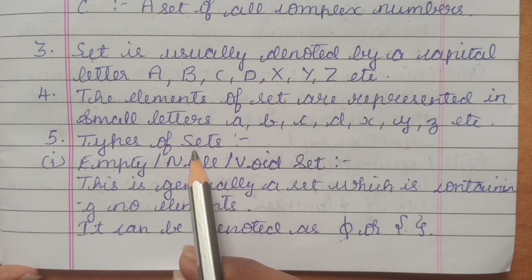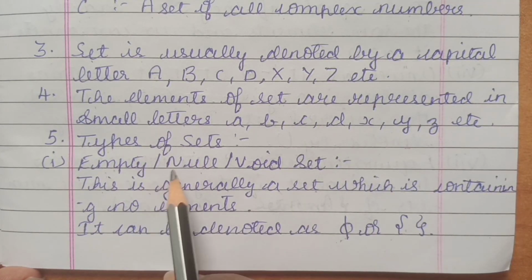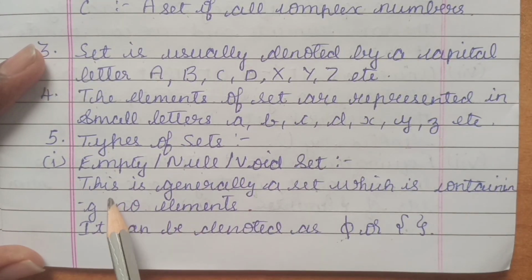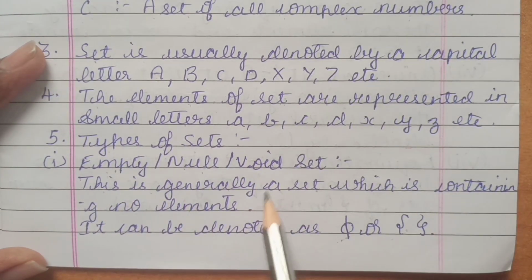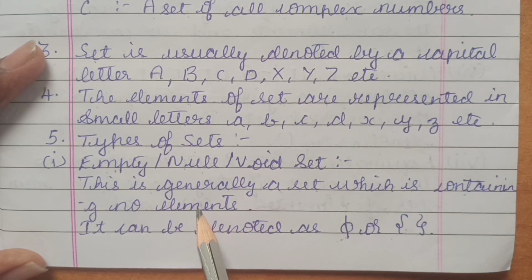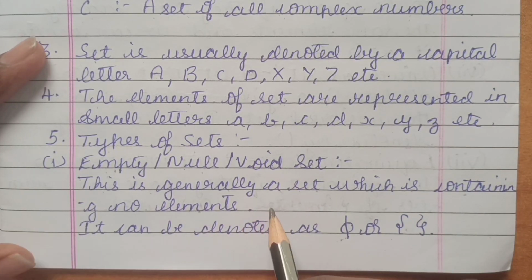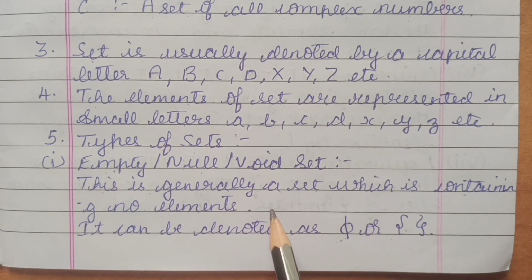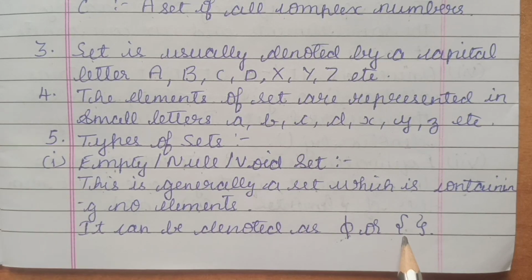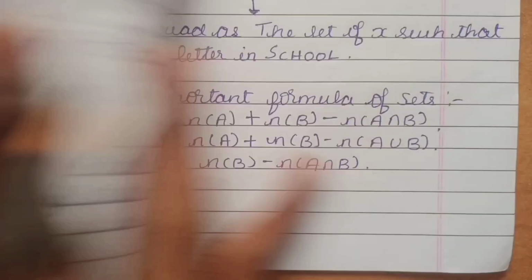Types of sets. Empty set. Empty set can also be called null or void set. An empty set is a set which contains no elements, which means there is no element in the set. It can also be denoted as phi or just a pair of curly brackets.